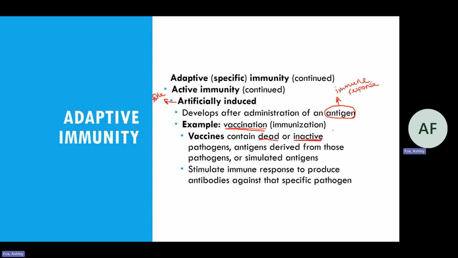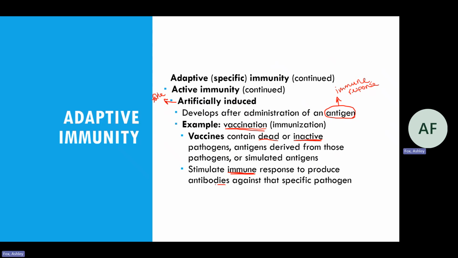So when you get the flu vaccine, it's going to be an inactivated flu or dead flu virus, and you're going to give that. You can also have antigens that are similar to those pathogens, or stimulated antigens. So some way you're injecting a way for the immune system to have a reaction and to start to learn about this disease that it may not have been exposed to before. So you cause an immune response. That's the point of it.